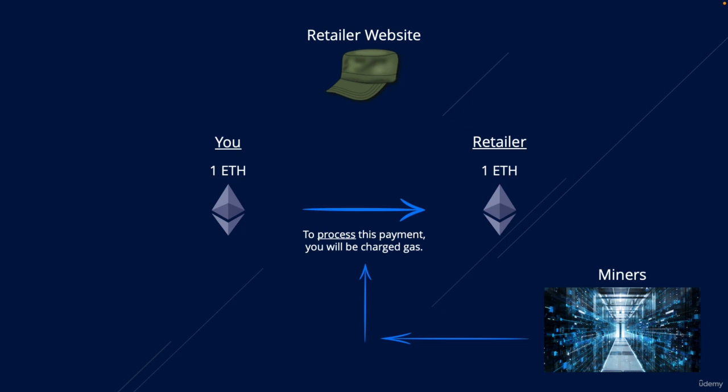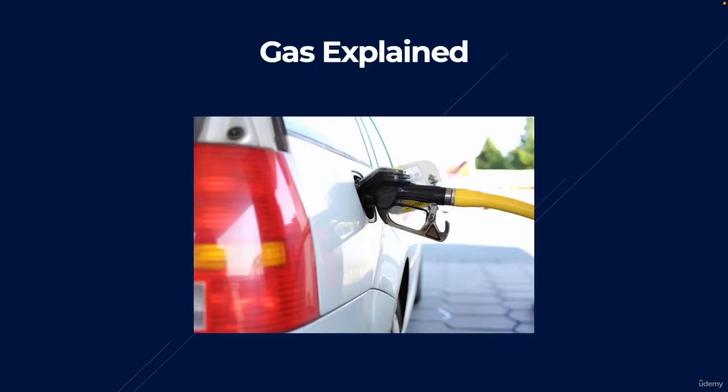If you're still struggling to understand what gas is, then the best way to view gas is literally like gas you put in a car. Imagine your car's fuel tank is always empty, and you want to get that car from A to B. Well, it's going to need some gas in it. Miners are essentially the people who determine how much gas costs in that specific moment.